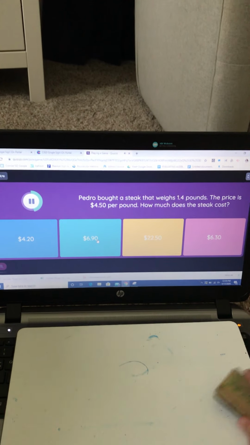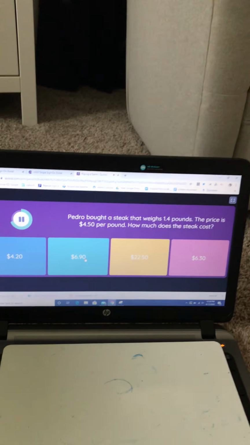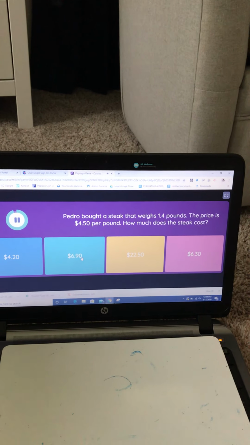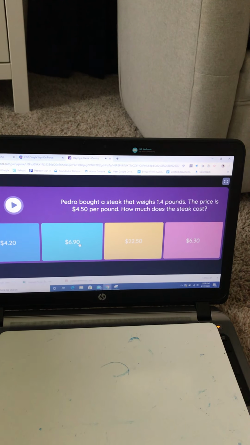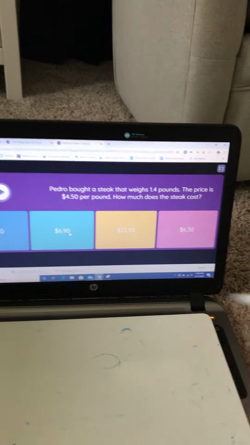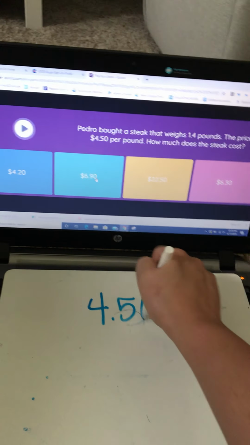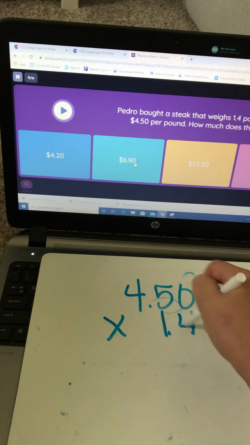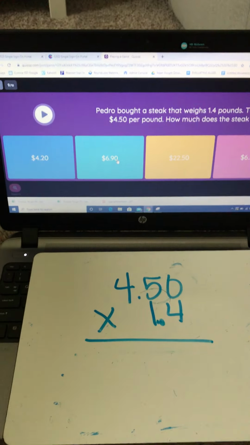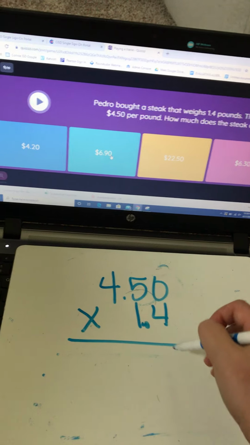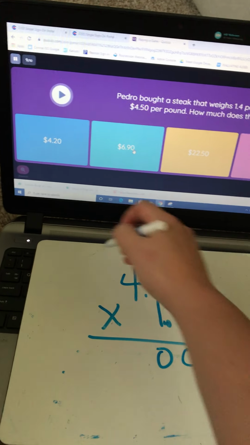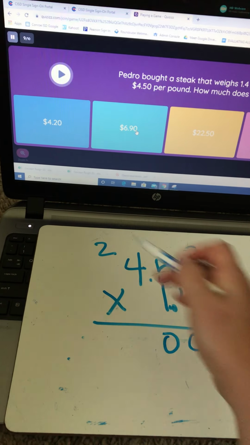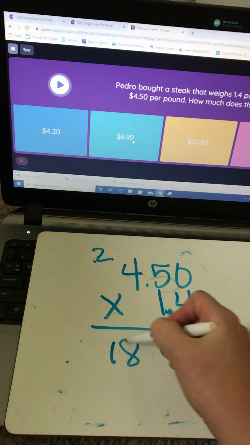Number 9, Pedro bought a steak that weighed 1 4/10 pounds. The price is $4.50 per pound. How much does the steak cost? So all together, I'm going to make sure I multiply. $4.50 times 1 4/10. Ignore the decimals till the end. 4 times 0 is 0. 4 times 5 is 20. 4 times 4 is 16, 17, 18.